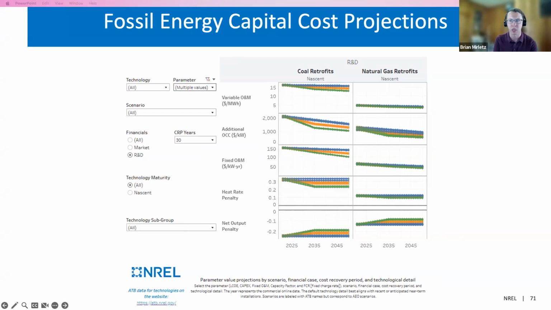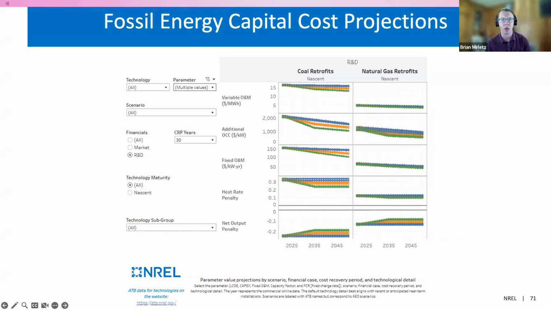The expectation is that the capture rate for these plants would be lower than a new build. So for new builds, for gas, for example, we're presenting a 95 and 97% capture rate. For retrofits, that's 90 and 95. And so the retrofit data includes the additional overnight capital cost in order to perform the retrofit, a heat rate penalty to the plant based on the retrofit, as well as a net output penalty.